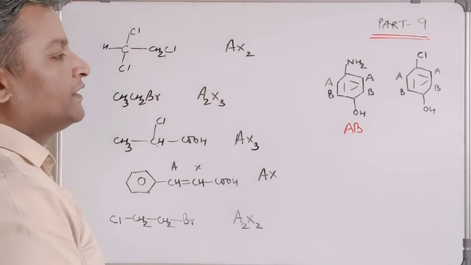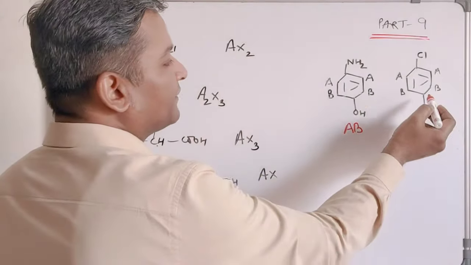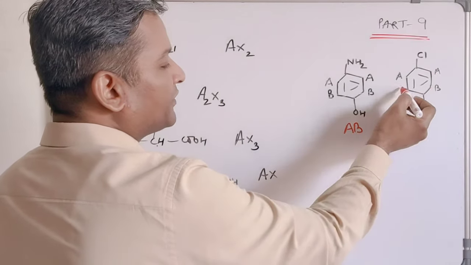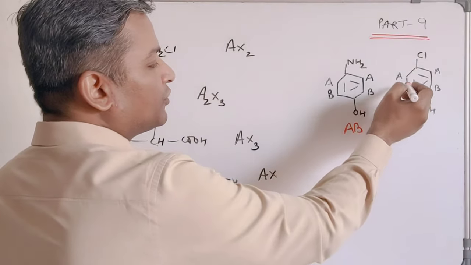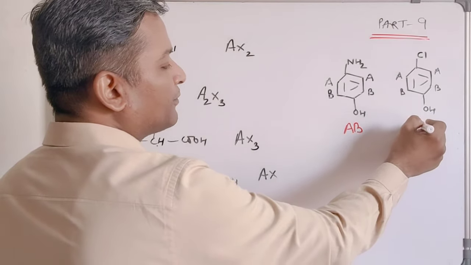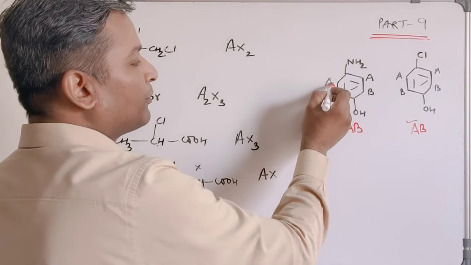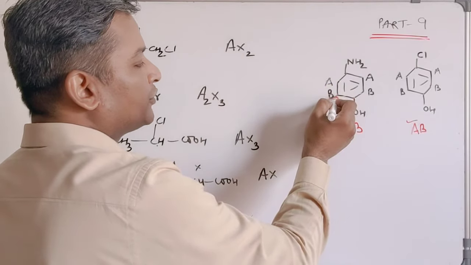We call it AB type of spectra. Again here, 4-chlorophenol. We can see here these two are the same and these two are the same. So this is A, this is B. So this is called AB type of spectra. For this compound we will observe a doublet. For this we will observe a doublet.